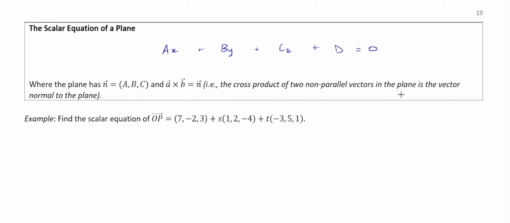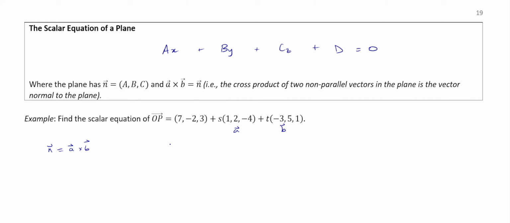So the cross product of two non-parallel vectors in the plane is the vector normal to the plane. Find the scalar equation of OP, and then it gives you the equation of a plane in vector form. Well, I can immediately see that this is A and that this is B, and I can define the normal vector as A cross B. So the normal vector is simply A cross B, okay?